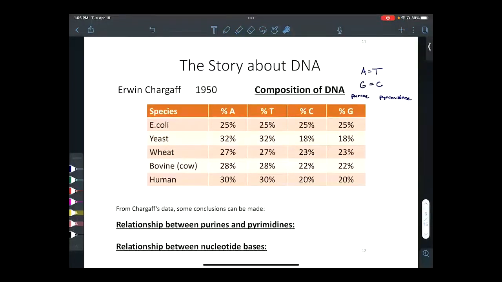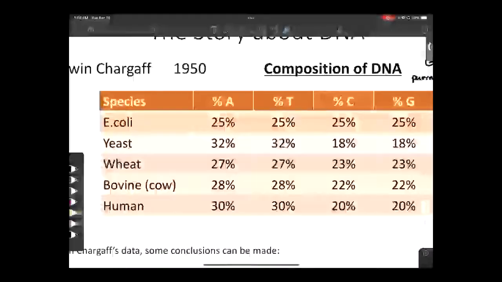Within this data, Chargaff was able to determine the composition of the different nitrogenous bases in E. coli. What he found is that there was basically an equal amount of A, T, C, and G within E. coli. That doesn't tell us that much to me. It's just like, oh, they're all equally represented. So to me that doesn't mean that much.